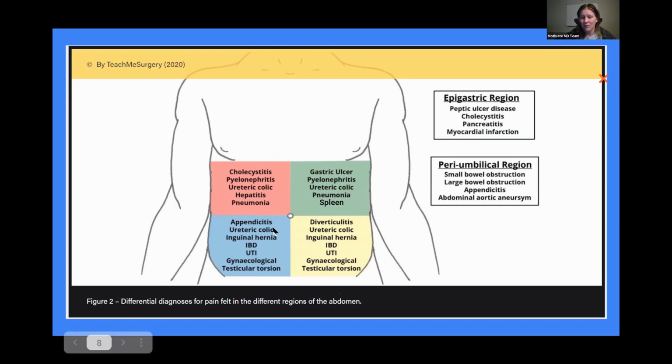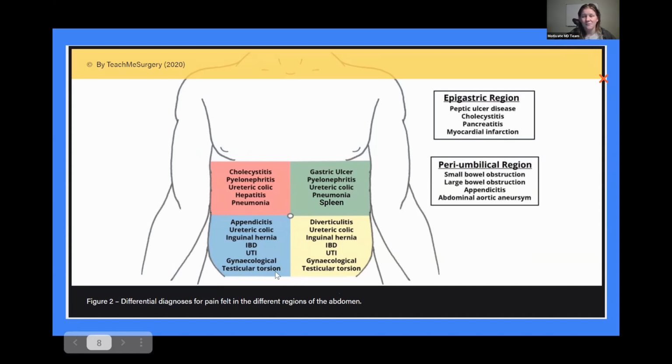In the right lower quadrant, very classically appendicitis. That's the first thing that I personally think of when someone says right lower quadrant pain. But again, like we saw, don't just close off your differential too early. Think of some other things that could cause that as well. So hernias down here, inflammatory bowel disease, and some pelvic or gynecologic things like an ovarian torsion or possibly an ectopic pregnancy. And then similarly in males, a testicular torsion.